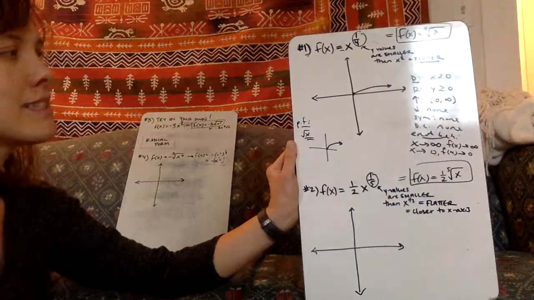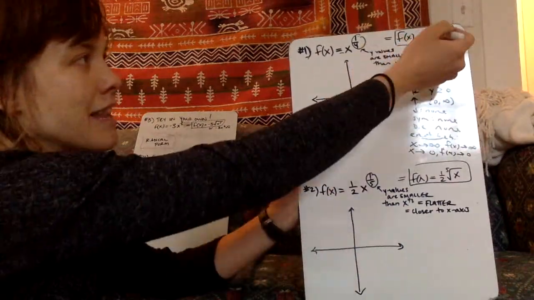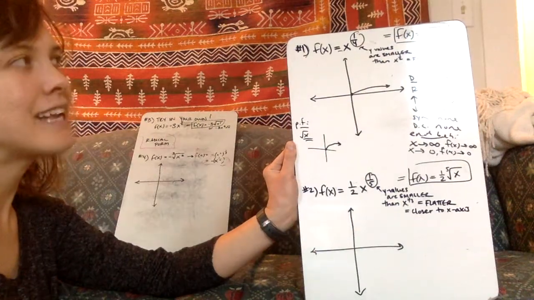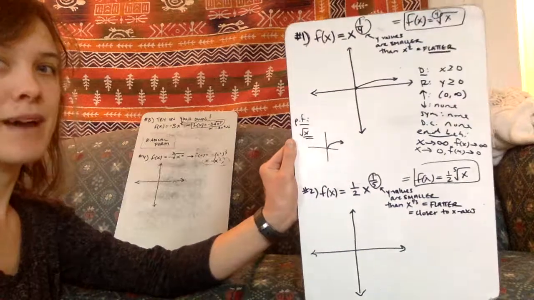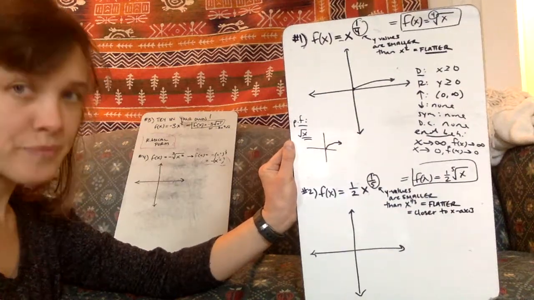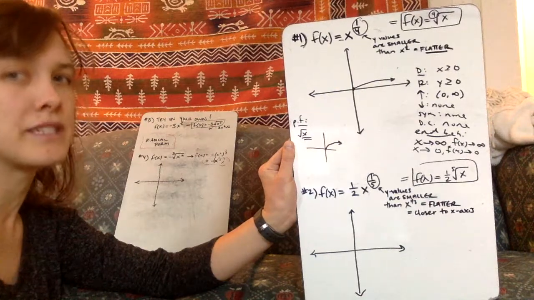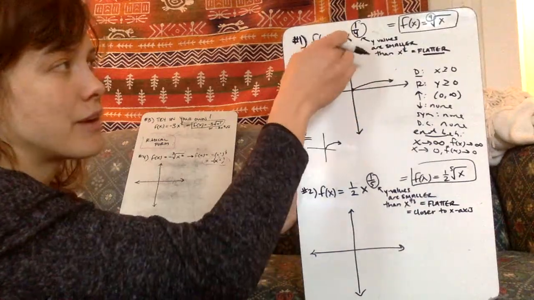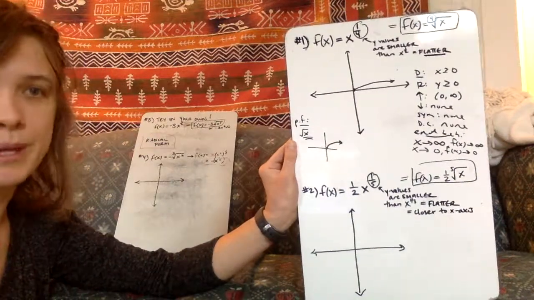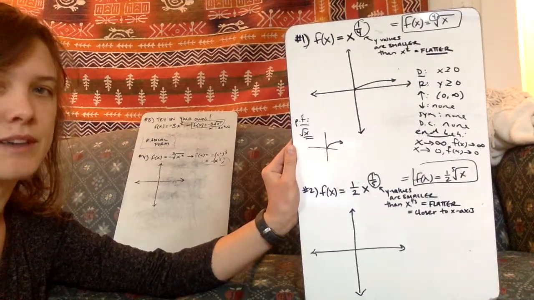Because it's an even n number, and remember this is my n number here, my domain has to be greater than or equal to 0. And because my domain is greater than or equal to 0, and I don't have a negative coefficient, I have a positive coefficient, my y value is also going to be greater than or equal to 0.